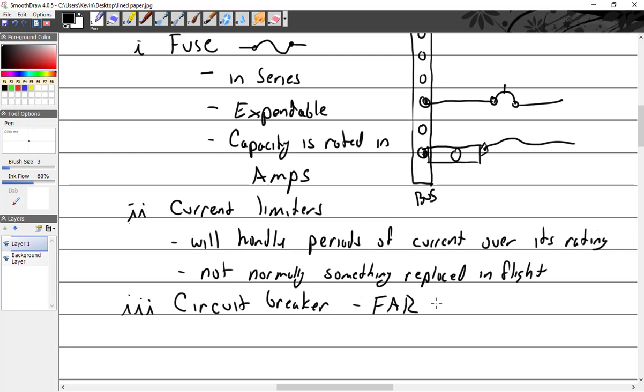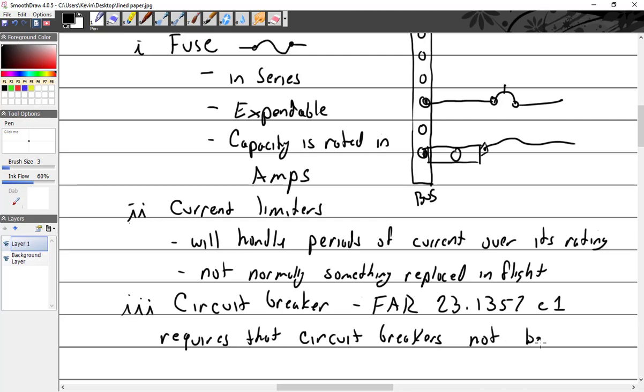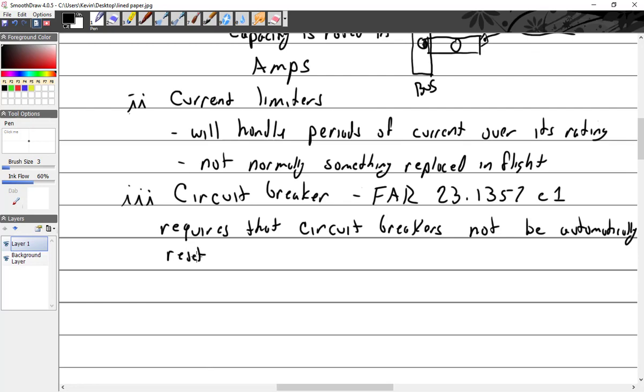I haven't talked much about the FARs. Also, it comes out of FAR 23, which has been significantly changed. But they haven't changed the Q&A question. So, let's see. One requires that circuit breakers not be automatically reset. So it's not going to cycle itself back in. You, as the pilot, you've got to do something. The resetting must be manual.